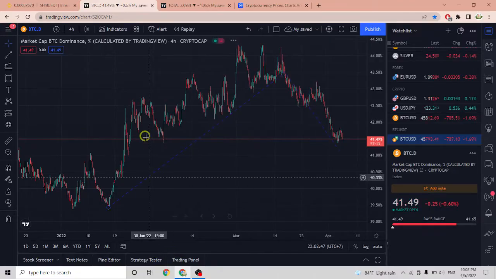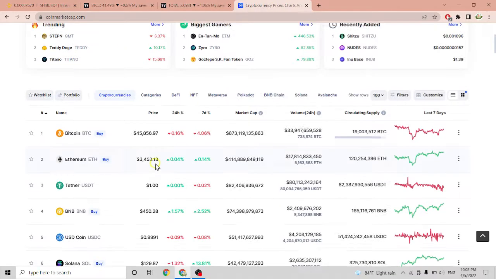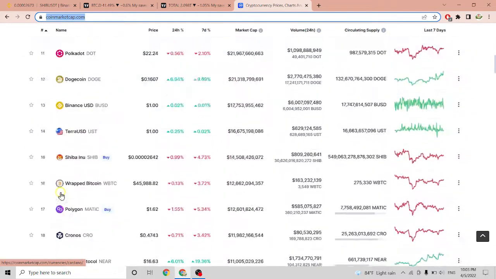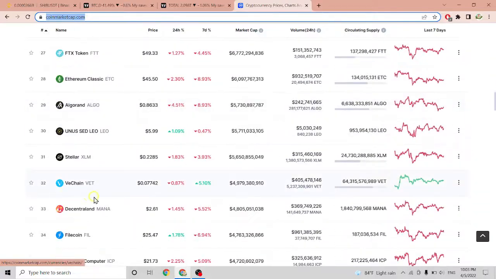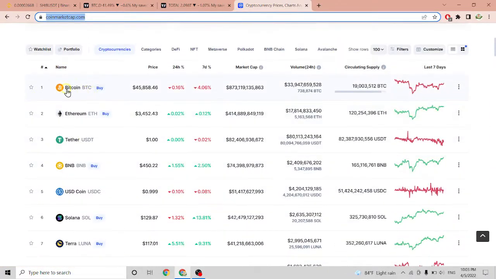What is the main coin? The main coin, we call it BTC. On the website CoinMarketCap, this is the main coin, Bitcoin, BTC, and the rest, from number two down, except number one, are alternative coins. Number one is the main coin.